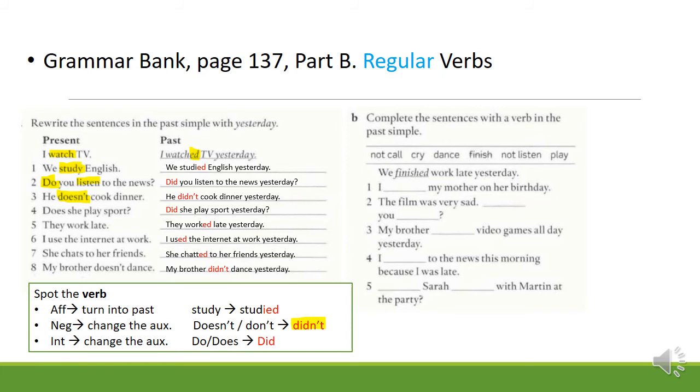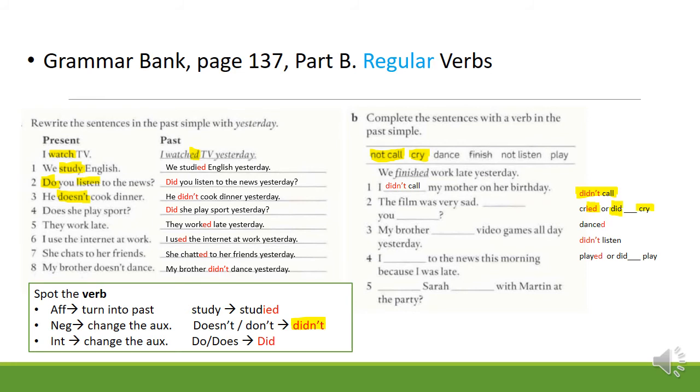In part B, you have to complete the sentences with a verb in the past simple. The first step is to prepare our verbs. Here you have not call. To use this into past, we will use the auxiliary didn't, negative, didn't call. Cry, we may use either cried, affirmative, or interrogative, did, and the verb in infinitive.